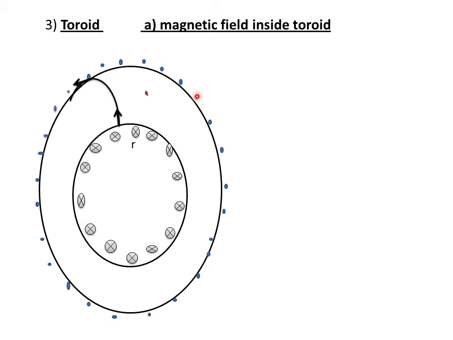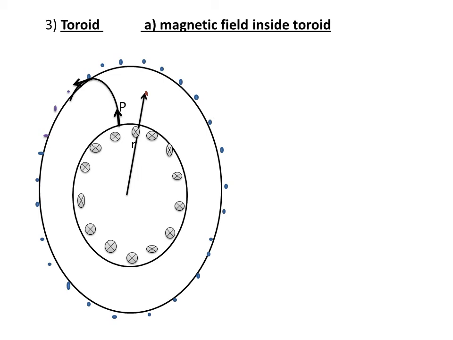A dot represents a wire coming up and a cross represents a wire going in. So here a wire comes up and here a wire goes inside. All these dots represent wires coming up and all these crosses represent wires going in. Now we have to find the magnetic field at a point inside the toroid. P is the point here. It is at a distance r from the center of the toroid.